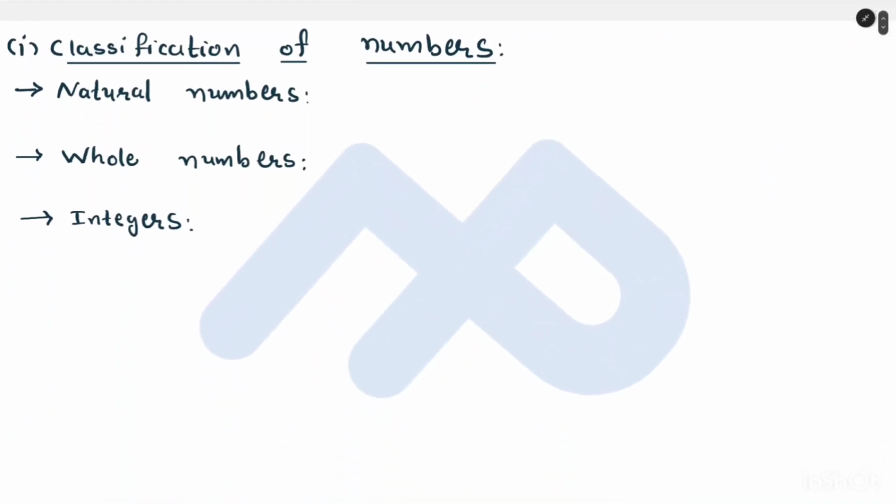Now you see the numbers are classified as follows. The first classification is natural numbers. Natural numbers are basically counting numbers. So if I ask you to start counting people around you, you'll always start with 1, 2, 3, 4, and so on. So all these positive integers like 1, 2, 3, 4, are considered as natural numbers.